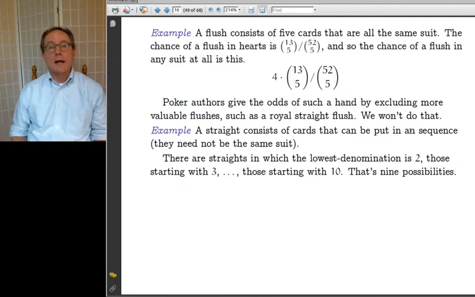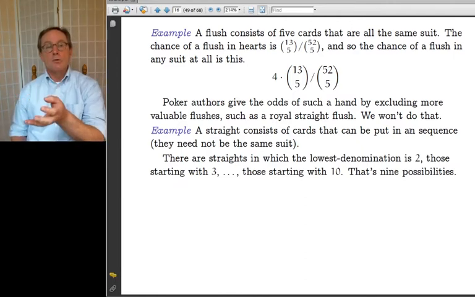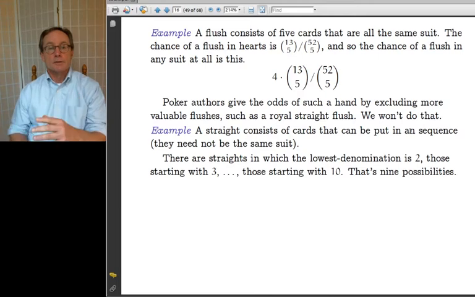Okay, so how do you count the number of straights? Again, we're looking to put on the top of the fraction the total number of hands of interest, and on the bottom of the fraction the total number of hands. The total number of hands is 52 choose 5. That part's fine. The top of the fraction is the total number of hands of interest, so we have to count the number of straights.